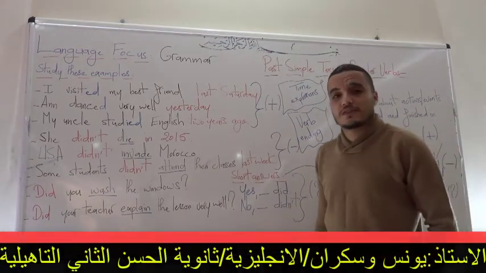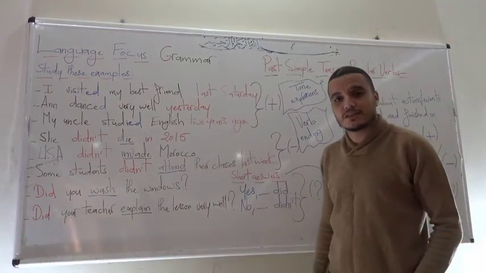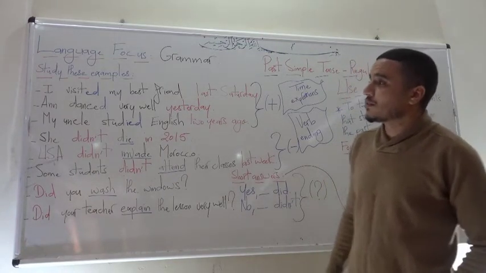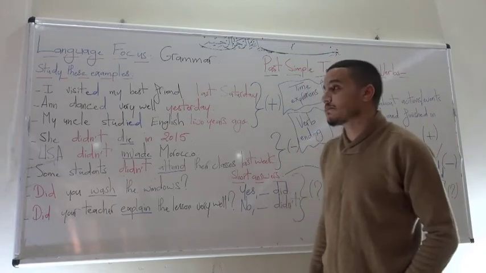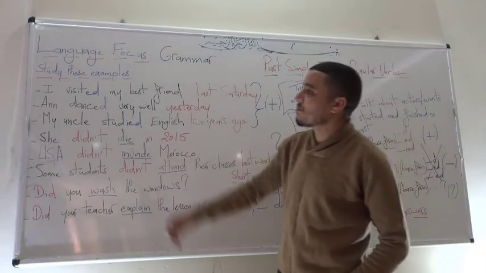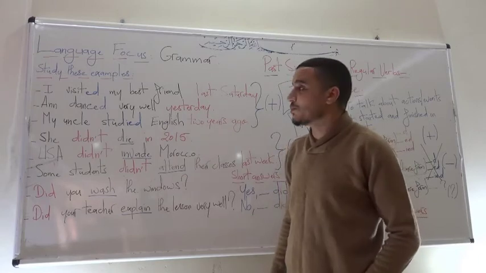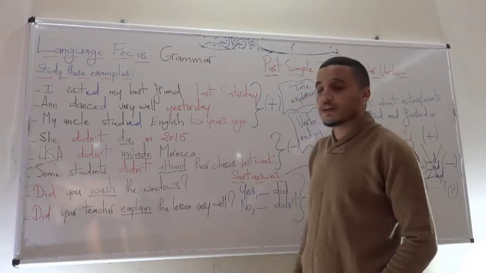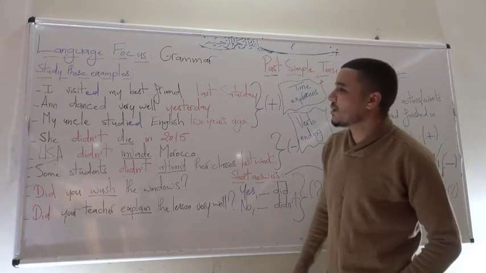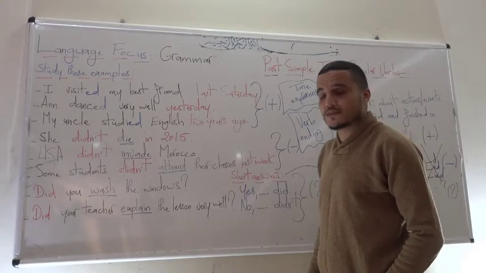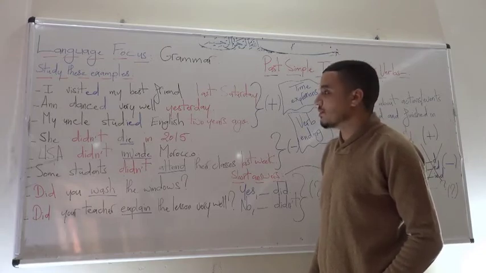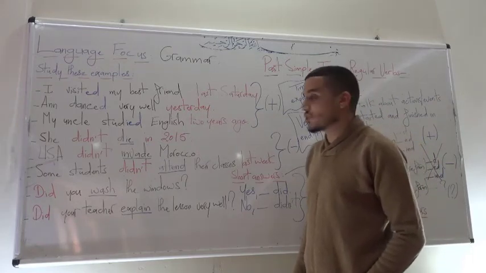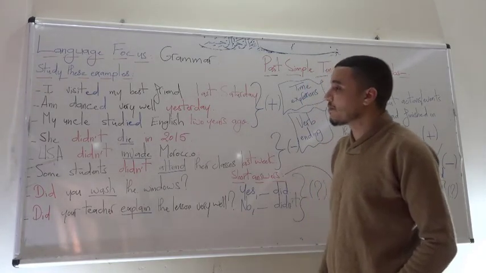So the title of this lesson is Past Simple Tense, Regular Verbs. So we'll start with some examples. As you can see here, study these examples. I visited my best friend last Saturday. Anne danced very well yesterday. My uncle studied English 2 years ago.